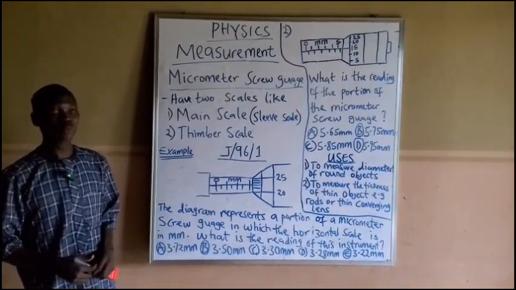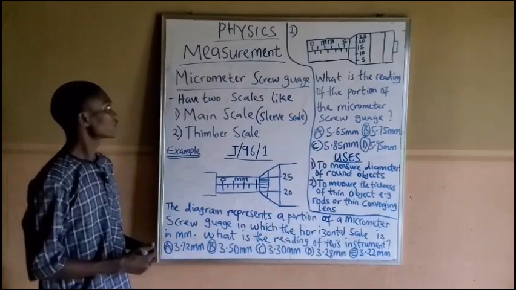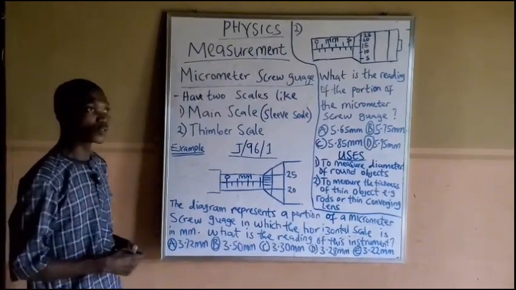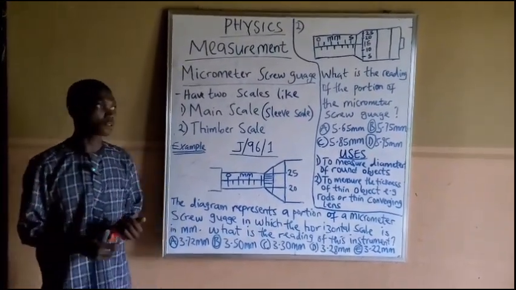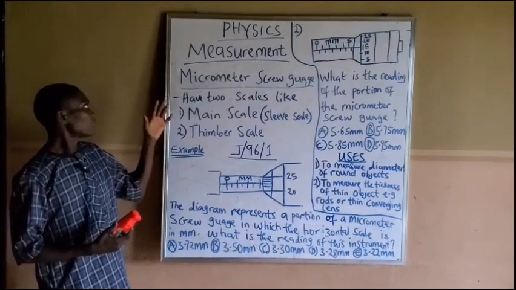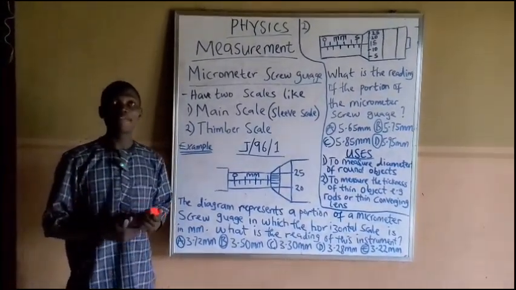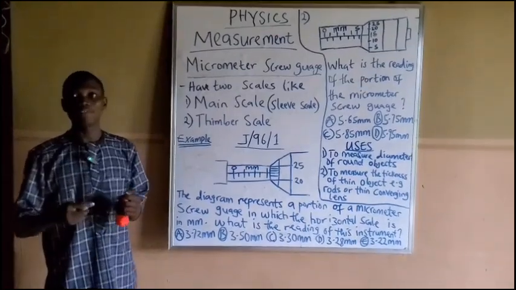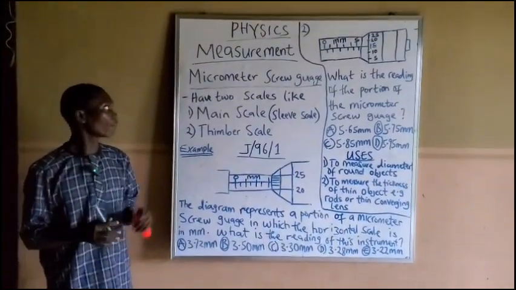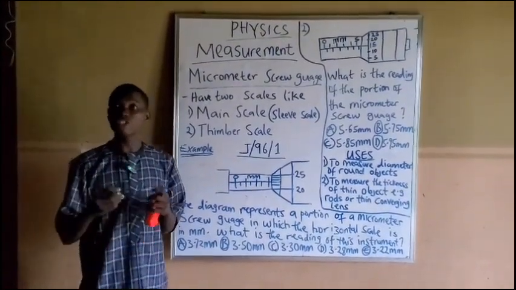In today's video, we'll be looking at measurements. There are several instruments we use to measure in physics. For example, to measure length, we use the micrometer screw gauge, a metal rule, and a vernier caliper. But in this video, we'll be focusing on the micrometer screw gauge.